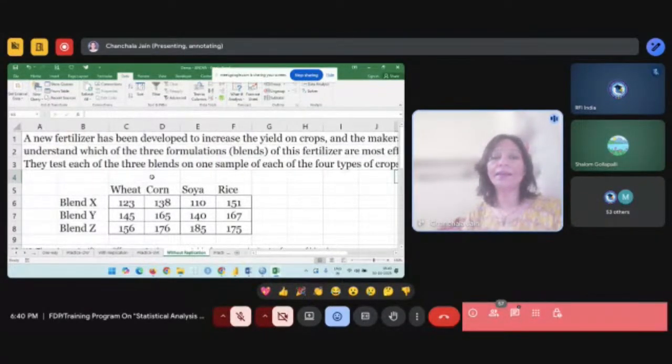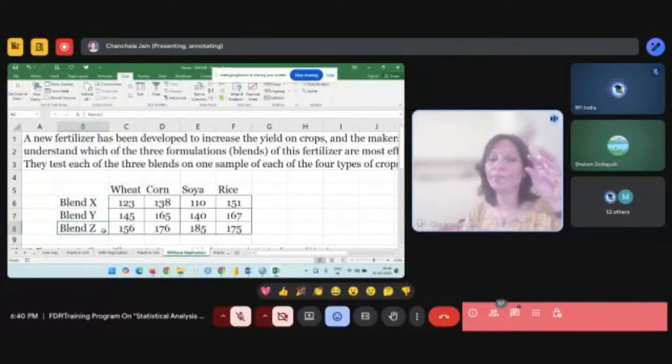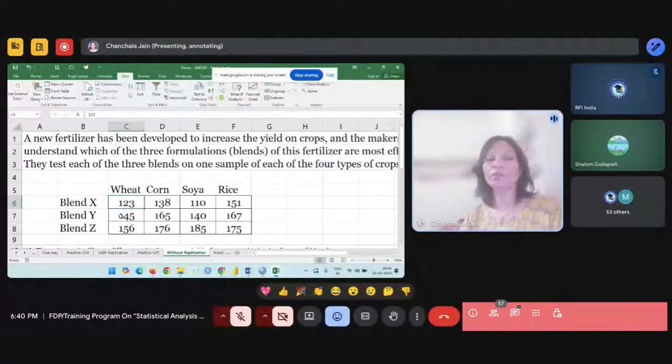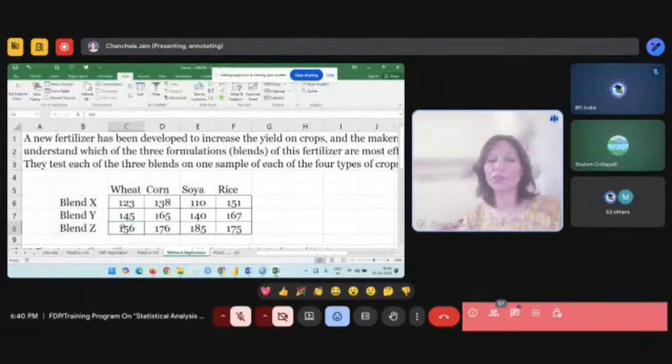So you can find here a grid given to us. In that you can find blend X, Y, and Z. Only one sample of wheat was taken, and on that blend X was used. Similarly, on the second sample blend Y, and on the third blend Z was used. Similarly, it was for wheat. The remaining is for corn, soya, and rice. So this is the grid or data given to us.